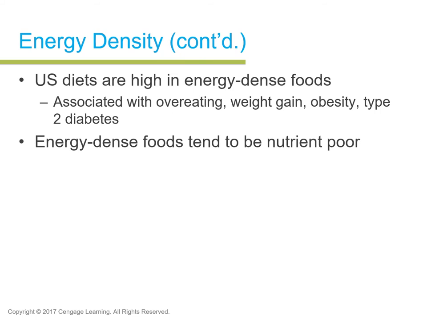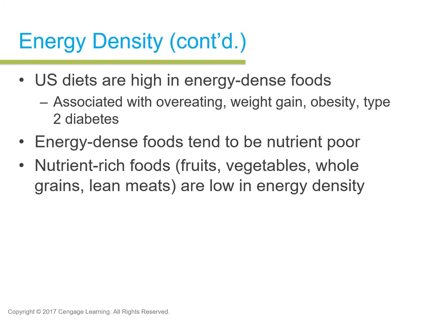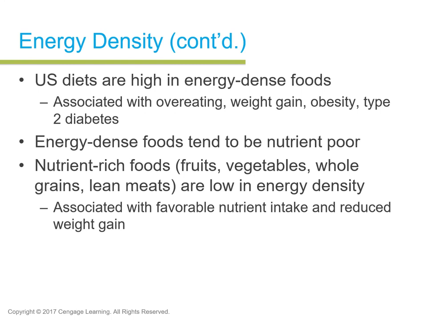Energy-dense foods tend to be nutrient poor. Nutrient-rich foods, however, are usually your fruits, vegetables, whole grains, and lean meats. They're usually low in energy density, and they're associated with favorable nutrient intake and reduced weight gain. They're called nutrient-rich or low energy-dense foods. They're not only low in calories, but they pack a lot of nutrients per gram as well, so they'll have a lot of vitamins and minerals.